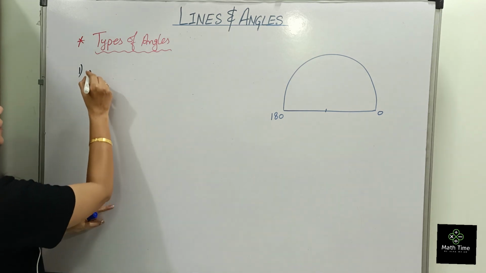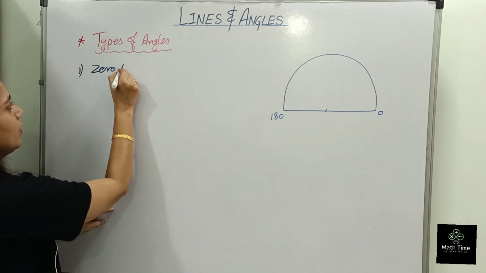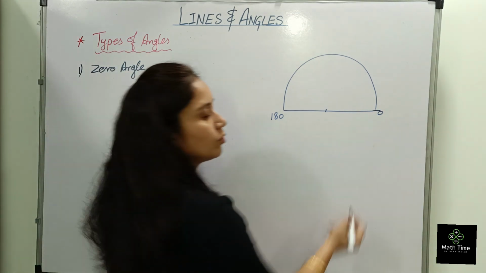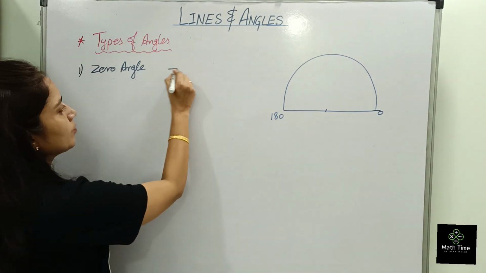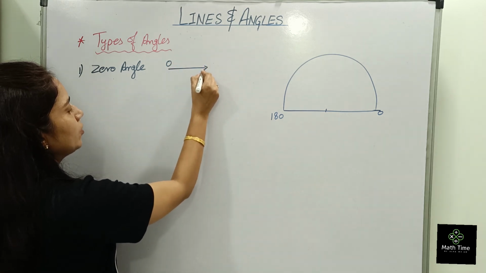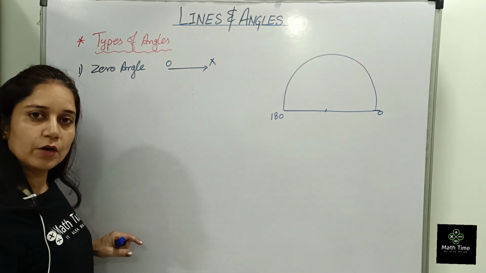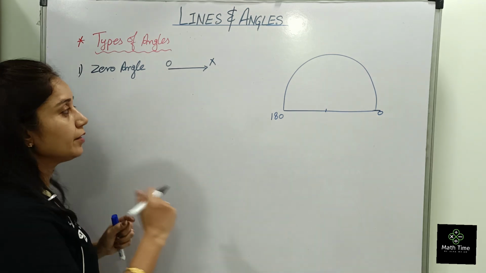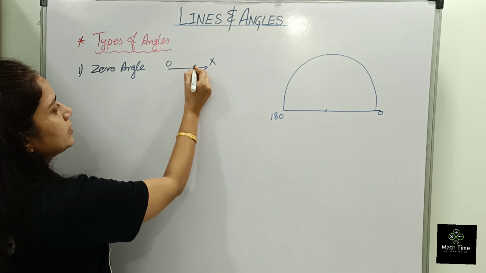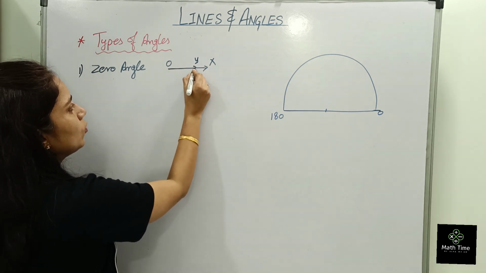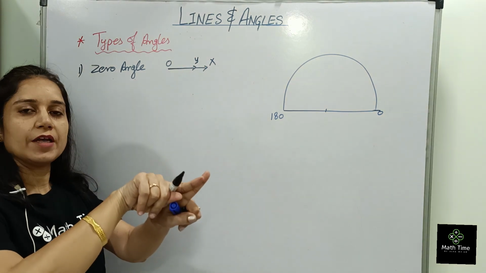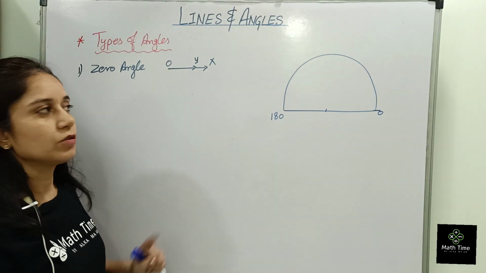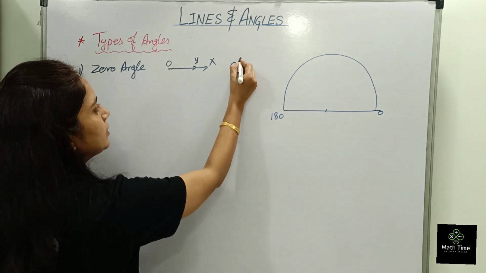So the first angle is the 0 angle. That means the measure of the angle is 0. How do we represent it? Let us say you have a ray OX. An angle is made up of 2 rays, so we should have another ray also, let us say OY, lying on it only. OX and OY coincide, overlapping each other. This angle is called a 0 degree angle.